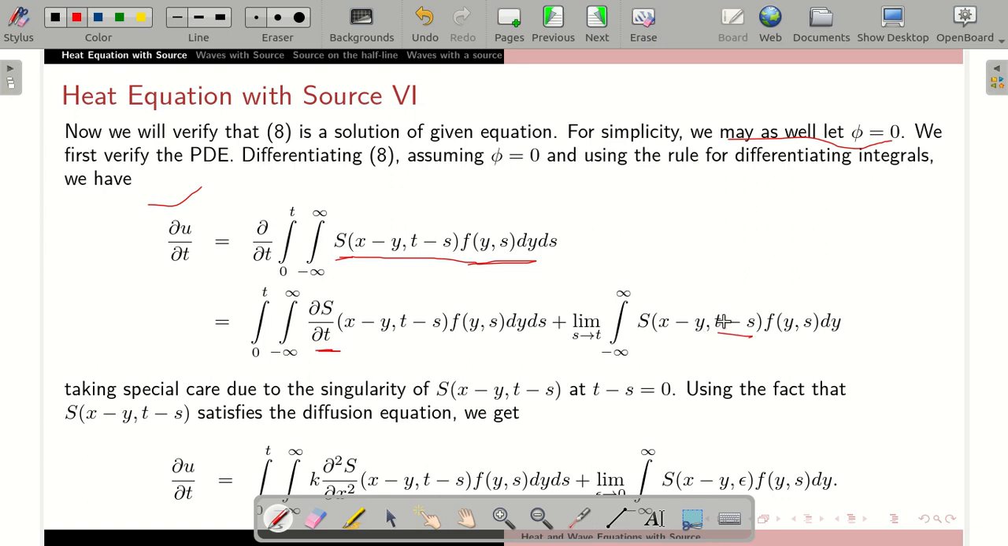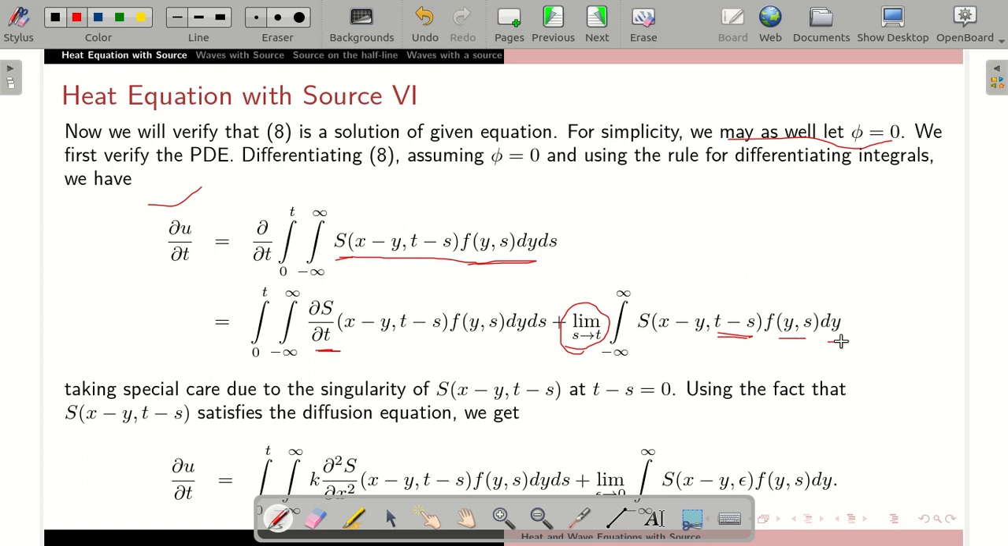If you replace s with t, you get S(x minus y, 0). But I am skipping 0 because in the expression of S you are dividing by the factor 1 by 4 pi kt, so you are dividing by t, and you cannot divide by 0. So I have written the limit s goes to t. This means that s and t are the same. You can say the second argument is just 0.